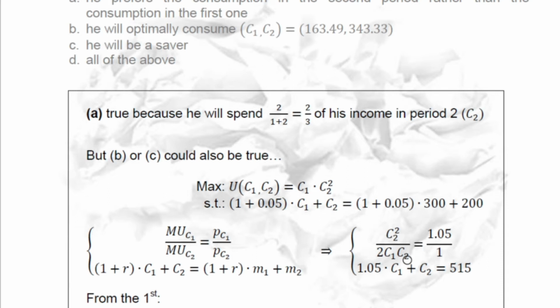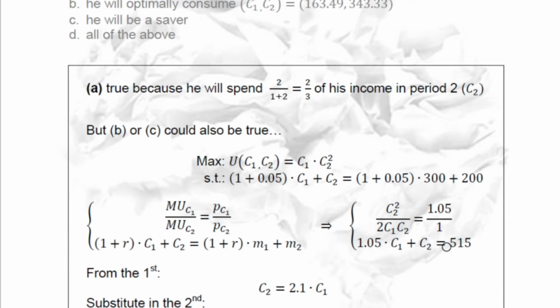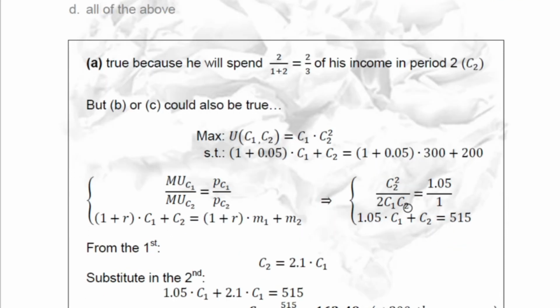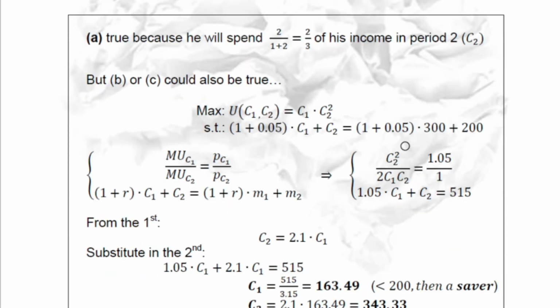So this is the first equation. If I cancel this square with C2, I have C2 divided by 2C1, and if I carry this 2 to the right hand side, I have C2 equal to 2.1 times C1. Okay, these two factors, 2C1, go to the right hand side.